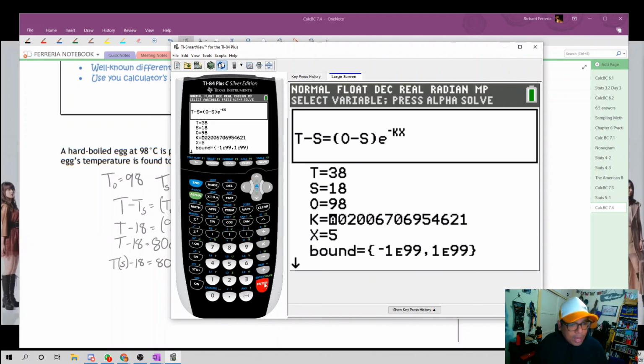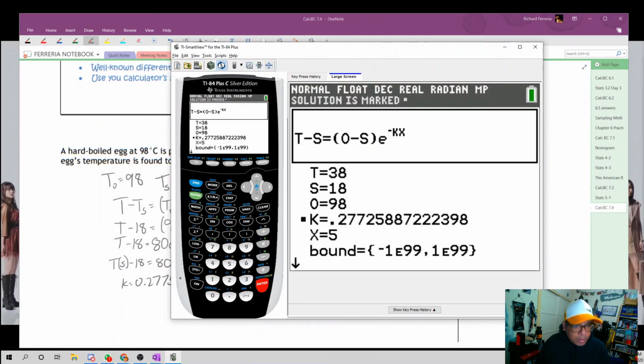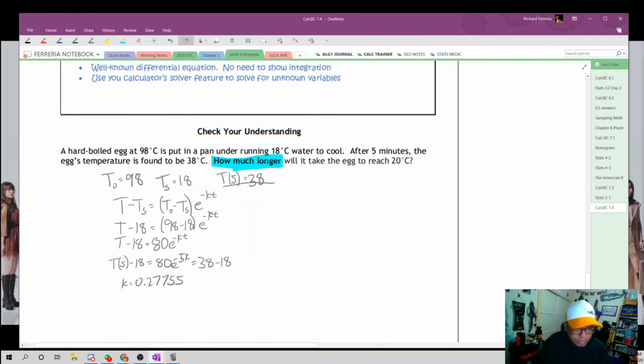Our value of k is 0.27725, which we'll write on our paper now. Here we go. K equals 0.27725.